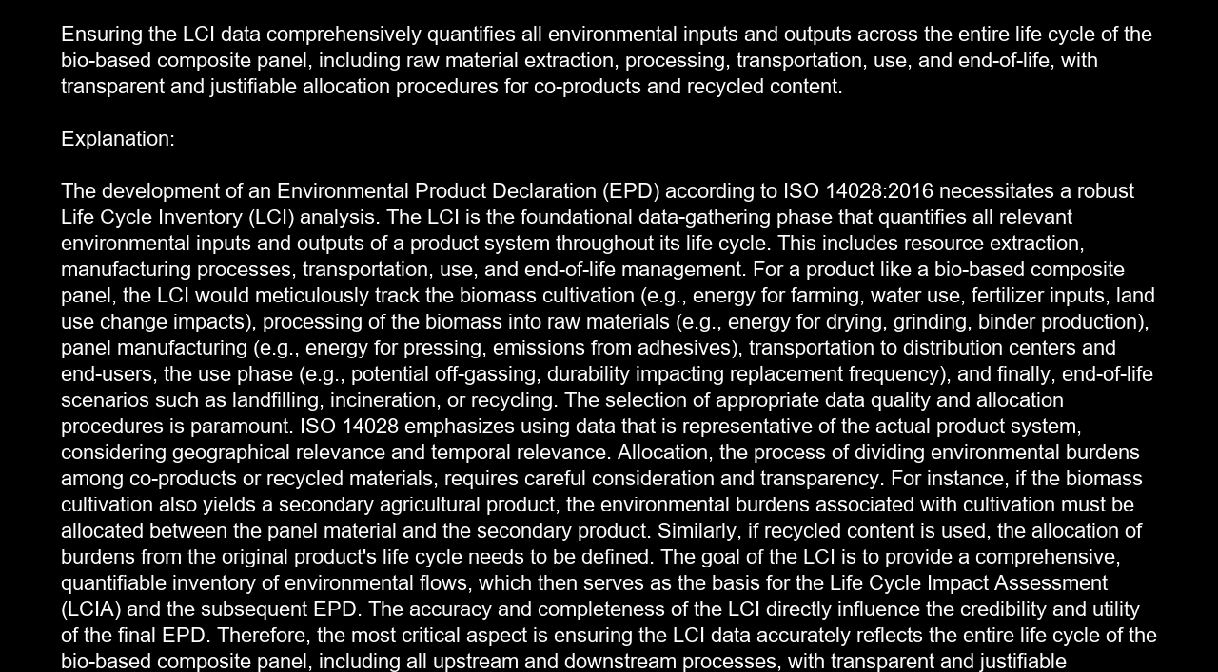The selection of appropriate data quality and allocation procedures is paramount. ISO 14028 emphasizes using data that is representative of the actual product system, considering geographical relevance and temporal relevance. Allocation, the process of dividing environmental burdens among co-products or recycled materials, requires careful consideration and transparency. For instance, if the biomass cultivation also yields a secondary agricultural product, the environmental burdens associated with cultivation must be allocated between the panel material and the secondary product.